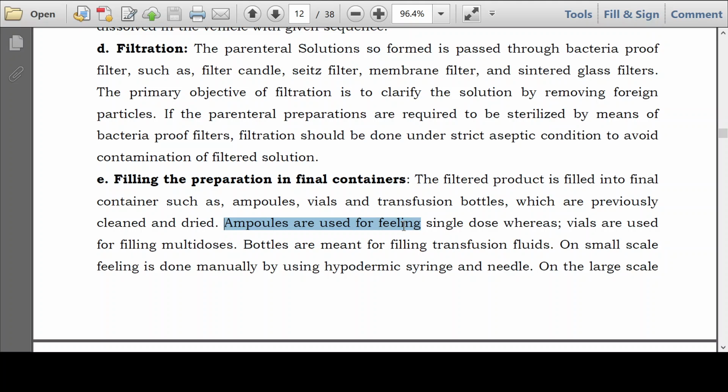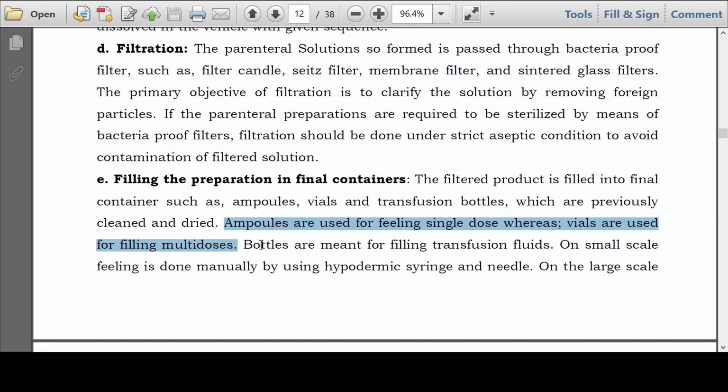Ampoules are used for filling single dose, whereas vials are used for filling multi-dose. So ampoules, glass ampoules, which are breakable, are broken by the physician at the time of dosing, and once these ampoules are broken, the physician should use all the drug or all the solution present inside the ampoules. So ampoules are single dose containers. Once the ampoules are broken, the complete dose is utilized.